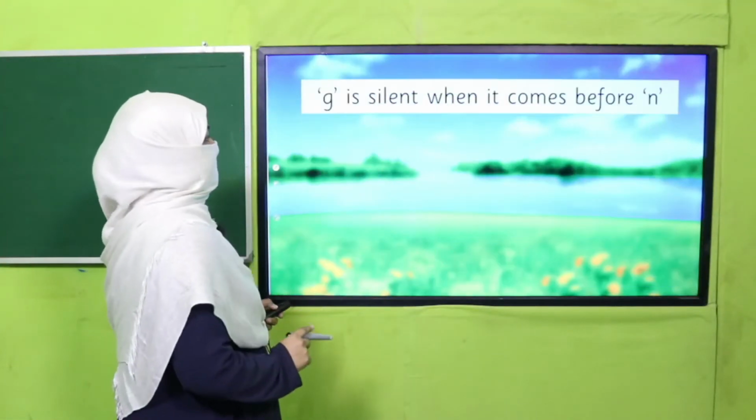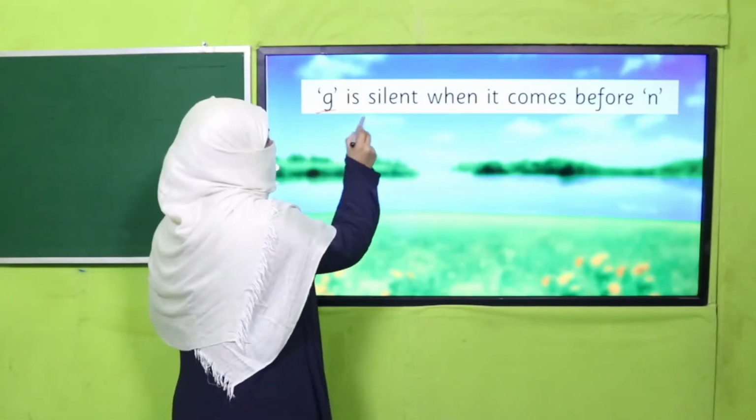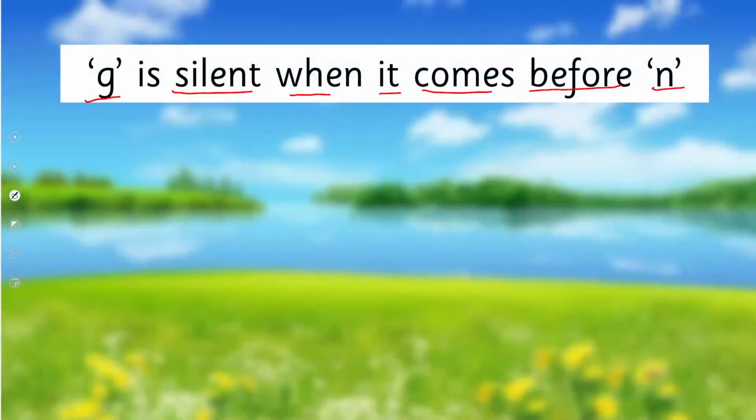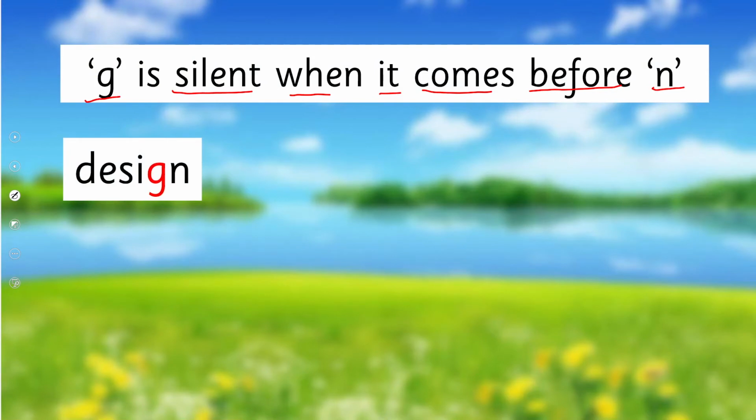The next is letter G. G is silent when it comes before N. Its examples are design.